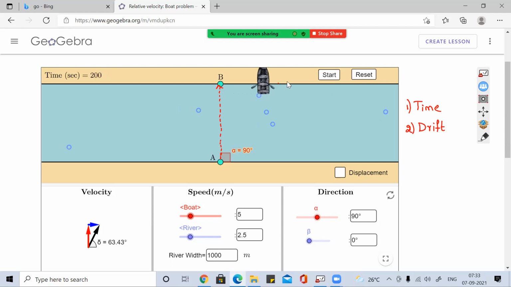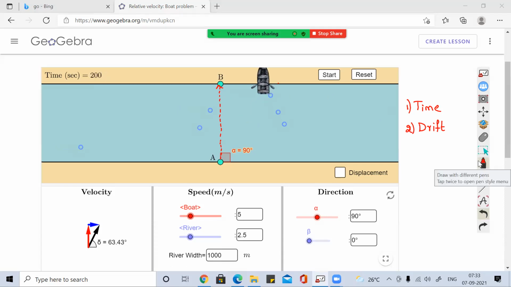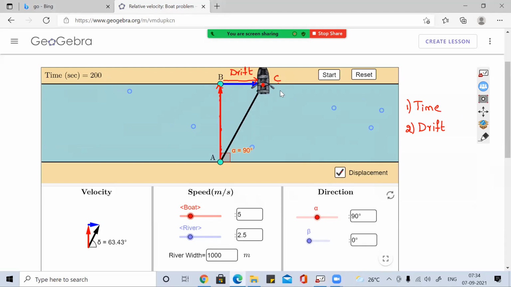Yeah, so this point he reached. So this distance from B to C is called the drift. This distance is called the drift, which is the distance along the river flow. Please remember, this is called the drift. If you want displacement also, you can.